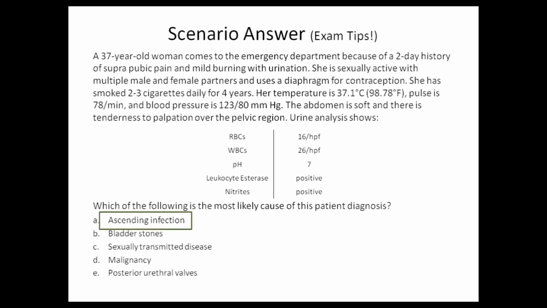That is A, ascending infection, because in women there is a shorter urethra, and bacteria ascend through that urethra, and then it can cause urethritis, it can cause cystitis, and most likely this patient has urethritis, as the patient is having suprapubic pain and mild burning. There are no symptoms of upper urinary tract infection. The patient is having a lower urinary tract infection.